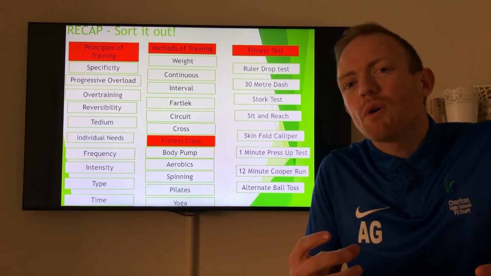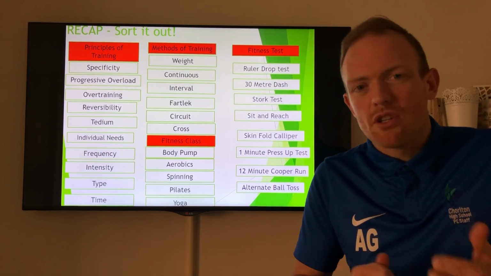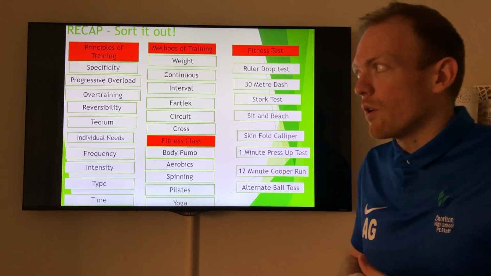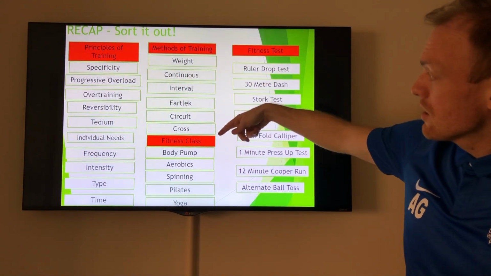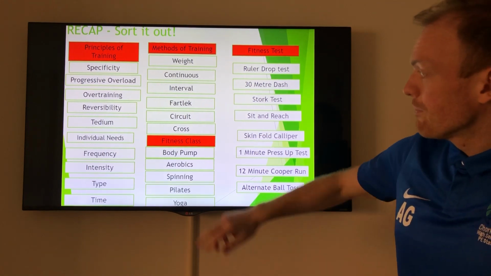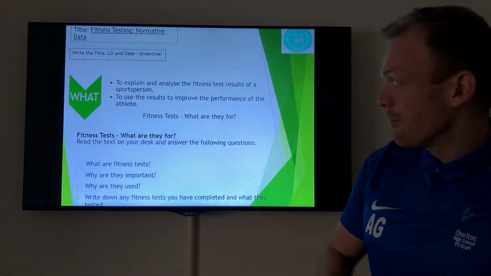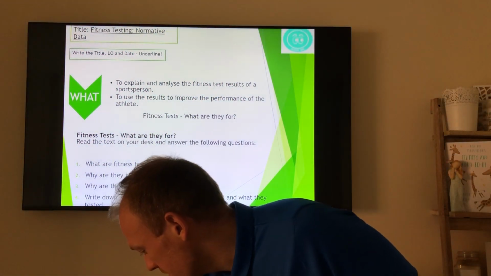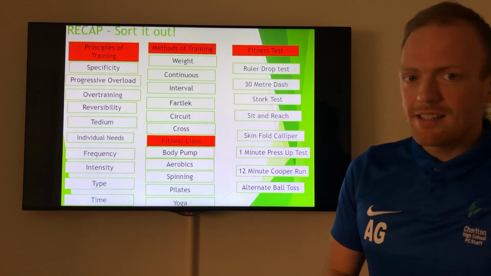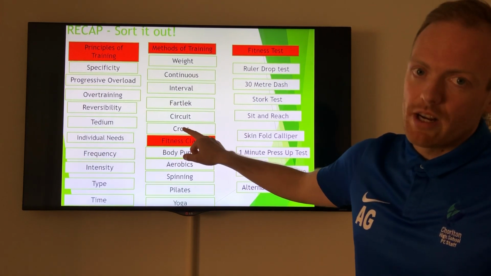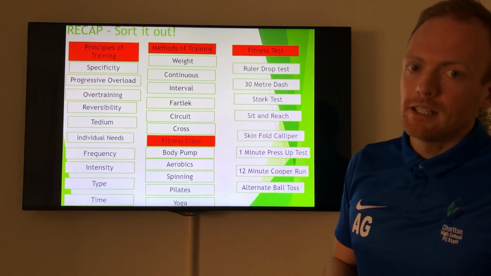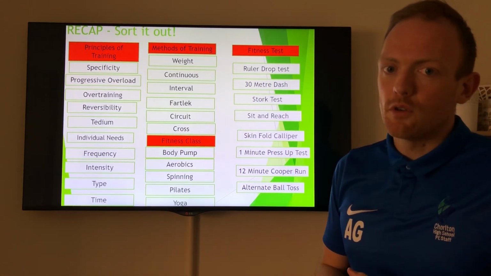Okay, so overtraining is quite a simple one really. We don't need to know much more than that, so don't worry about it. Methods of training, we've got the ones that you did last week there. So these 6 here, this is an old slide, I've only just realised. You need to take out cross training and plyometric training should be in there. Okay, I'll change that on the slides for you.